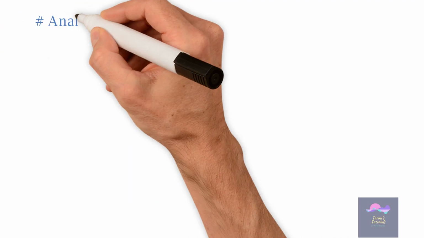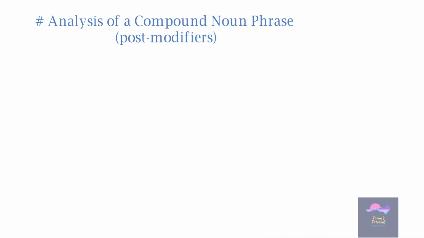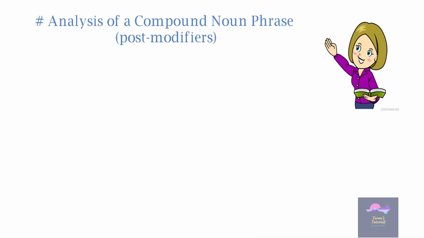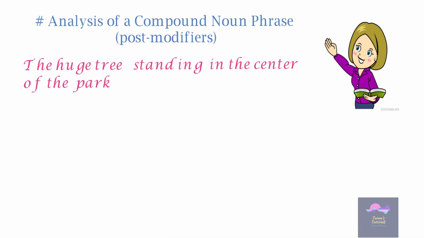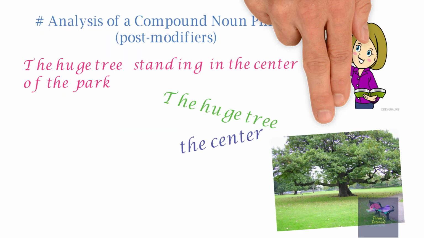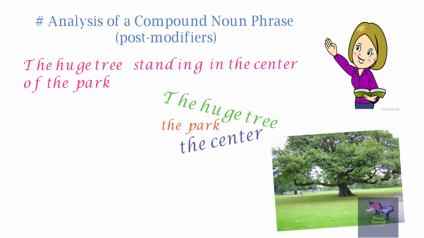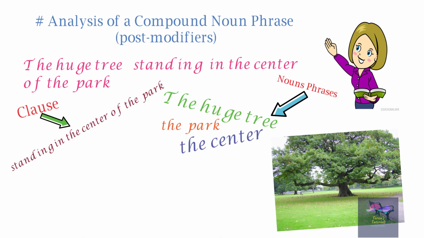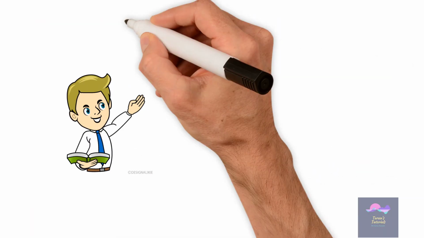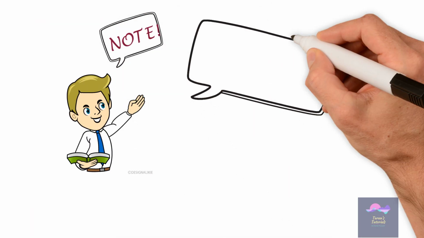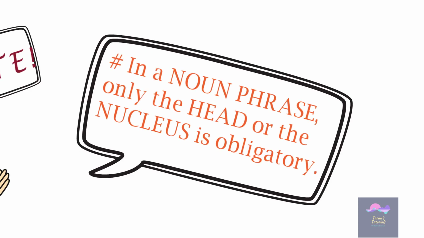Now, let's analyze the post-modifiers in a compound noun phrase. Let's look at an example. The huge tree standing in the center of the park. Here, the huge tree, the center, and the park are noun phrases. Standing in the center of the park is the clause, and in the center and of the park are the prepositional phrases. Let's note that in a compound noun phrase, only the head or the nucleus is obligatory or the essential element of the phrase.